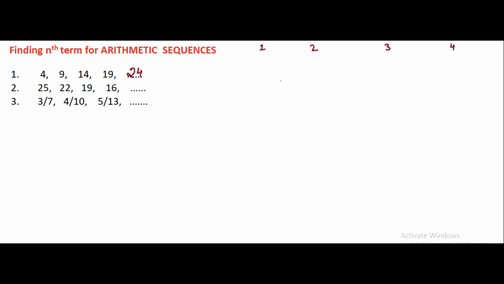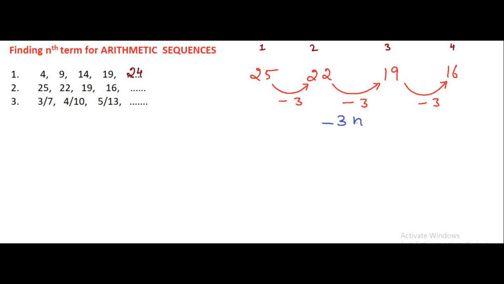Now look at question number 2. Here the positions are 1, 2, 3, 4, I have mentioned it, and the terms are 25, 22, 19 and 16. When you look at the difference, what is the difference? 25 minus 3 gives 22, 22 minus 3 gives 19, 19 minus 3 gives 16. So basically the difference is negative 3. You have to write it in the form of n, so you will make it negative 3n.